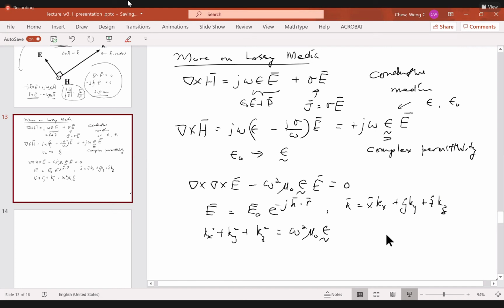Again, we can show that divergence of epsilon E is equal to 0 because you can take the divergence of this equation and get this equation, which is the third equation in Maxwell's equations. This equation applies, and then you still have a very nice relationship. This is still called the dispersion relationship.